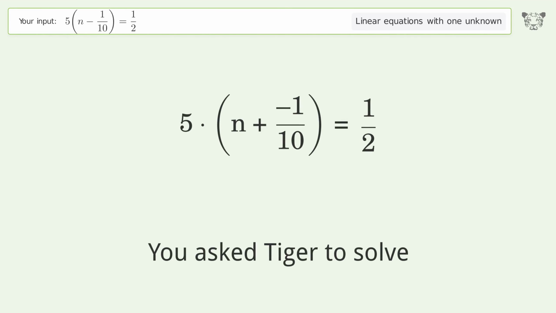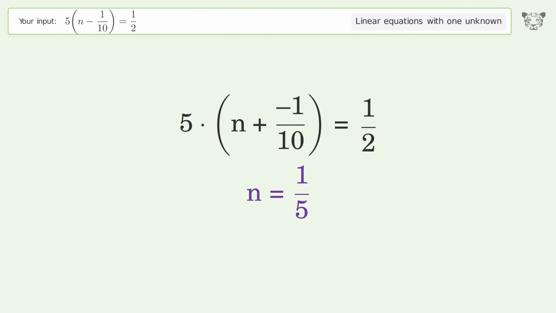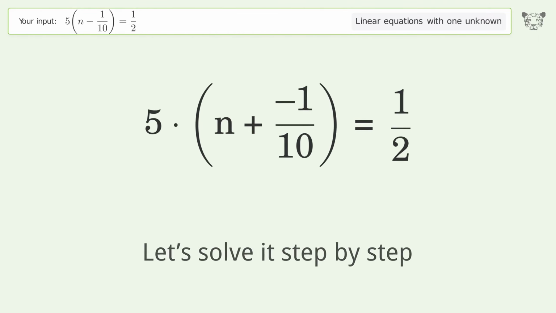You ask Tiger to solve. This deals with linear equations with one unknown. The final result is n equals 1 over 5. Let's solve it step by step.